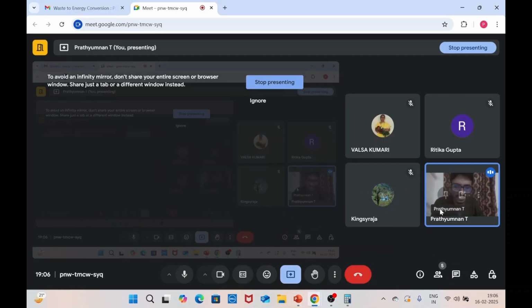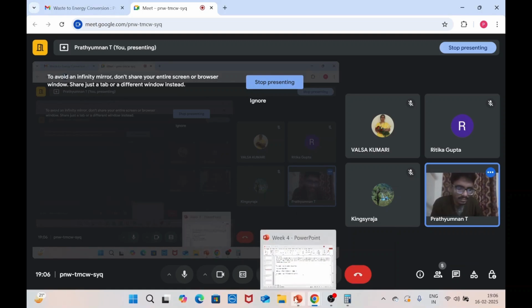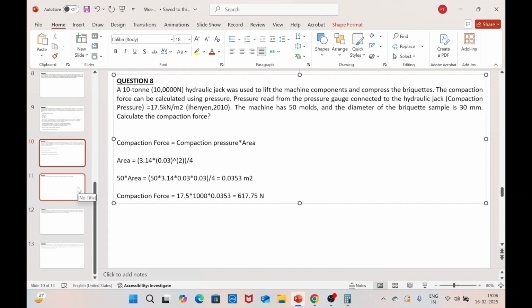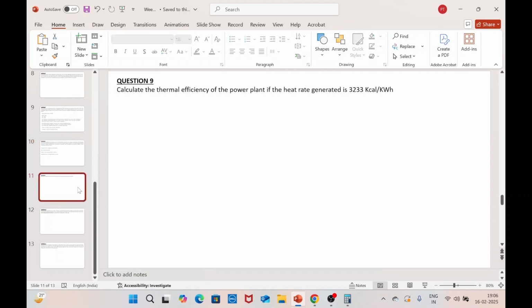Yes, others, any doubts? This is a very simple one. We have one more question. Again, that is also a straightforward question, so there's not much to discuss there. Let me show that question here.